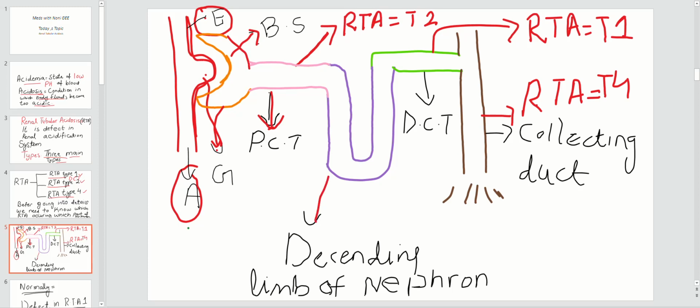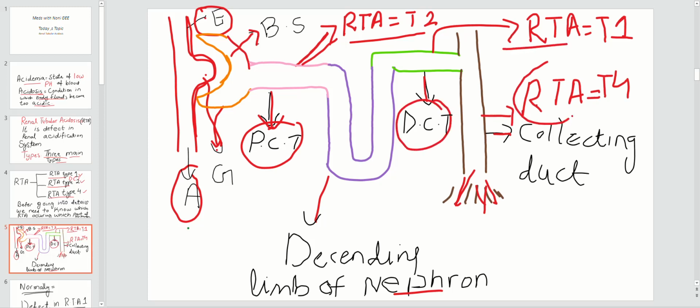This is the descending limb of the nephron. I'm not getting into details of the thin and thick ascending limb; over here, just remember that this is the descending limb of the nephron. The next is the DCT, and the last part is the collecting duct, where you have collection of the urine, right? Renal tubular acidosis type 2 occurs in the proximal convoluted tubule over here. RTA type 1 occurs in the DCT, while RTA type 4 occurs in your collecting ducts.